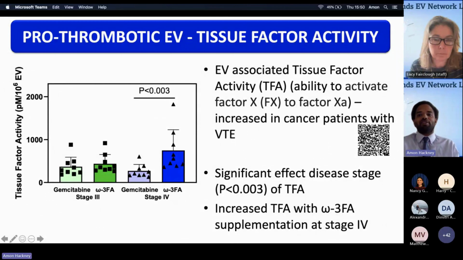Next, to try and make sense of those numbers, we looked at tissue factor activity, which is the actual ability of that tissue factor to convert factor 10 to factor 10A, which is involved in clotting, and it's increased in cancer patients with venous thromboembolism. Unfortunately, we did see a significant increase at stage 4 in the supplemented group compared to those receiving traditional chemotherapy. Obviously, this is not good. If anyone has any hypotheses as to why this happens, that would be great, because we really don't know why.